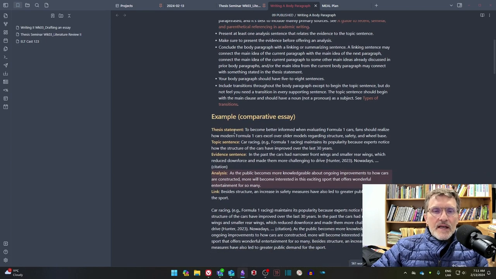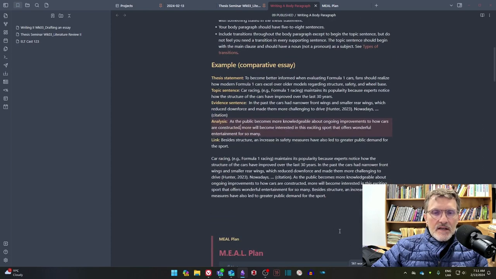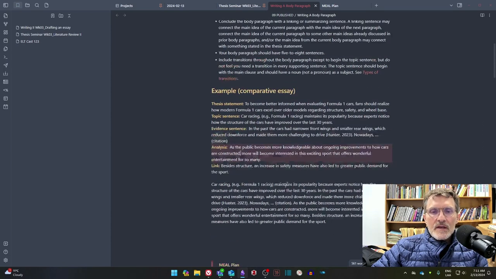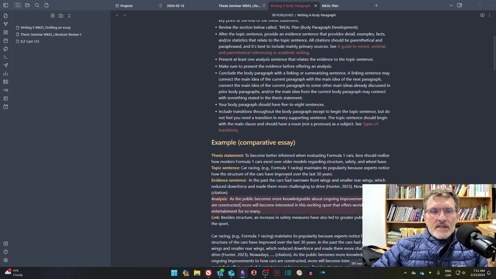So I've broken down this paragraph here. I've itemized it, and then I brought it together into a single paragraph. Let's consider a thesis statement. To become better informed when evaluating Formula One cars, fans should realize how modern Formula One cars excel over older models regarding structure, safety, and wheelbase.